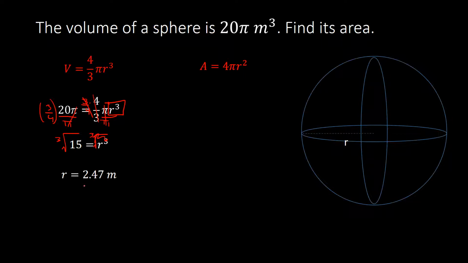Now I have the radius. I can plug that into my surface area formula. Now I have 4 times pi times 2.47 squared. 2.47 squared times 4 times pi gives me my final solution of 24.4 pi.